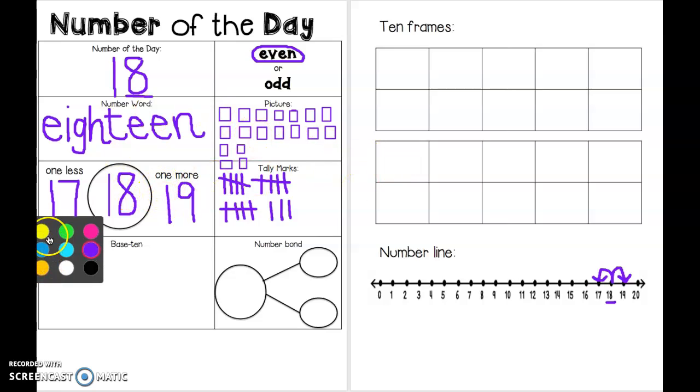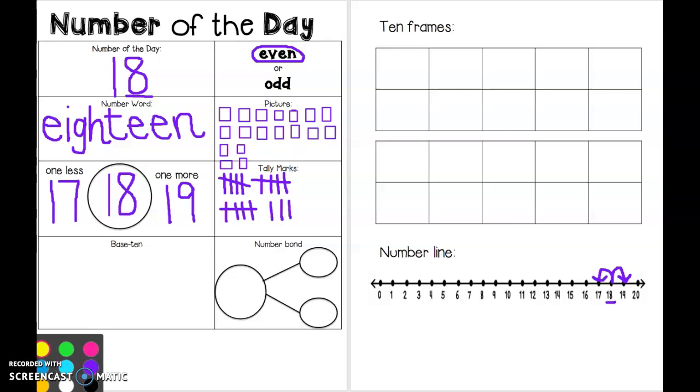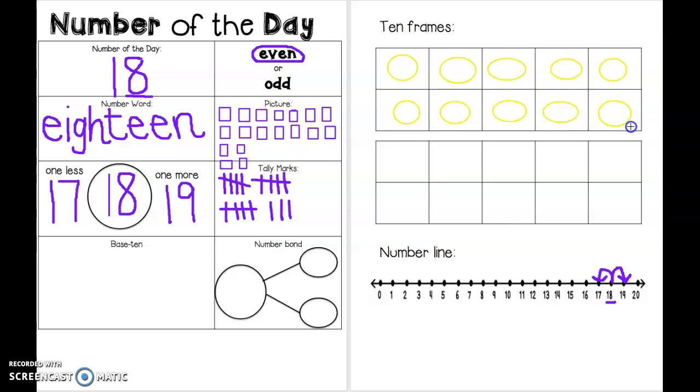So let's get our counters like we would use in class, and let's count. Let's first think, how many 10s are in 18? All right, are you ready? Let's see. 1, 2, 3, 4, 5, 6, 7, 8, 9, 10.